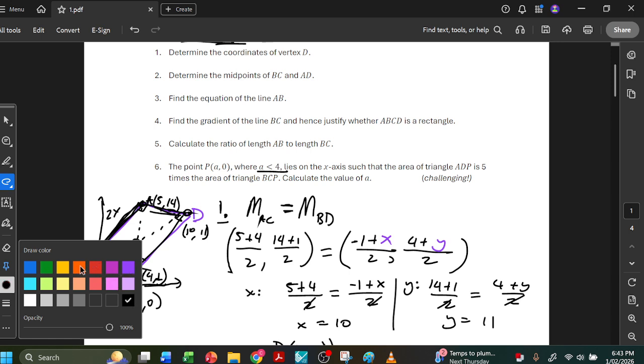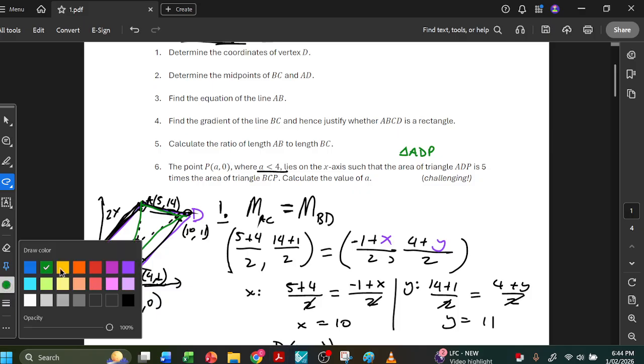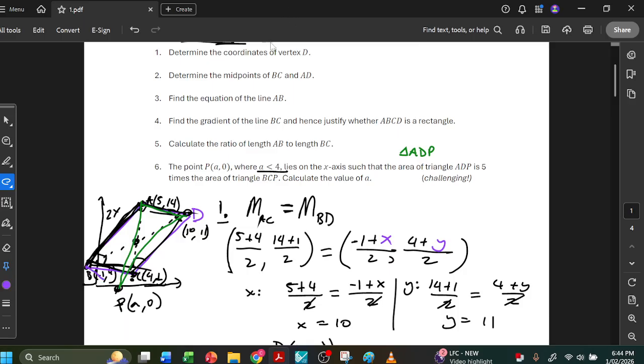So the argument here is, let's use a couple of colors. I think before I used green. So let's say we use green to illustrate this first triangle here. So this is the triangle ADP, right? That triangle there. And we've got a secondary triangle. Let's put it in, let's say, purple. That's this one here, okay? And I'm going to call that triangle BCP, okay?